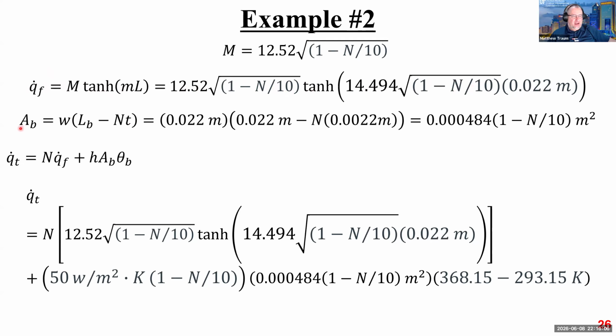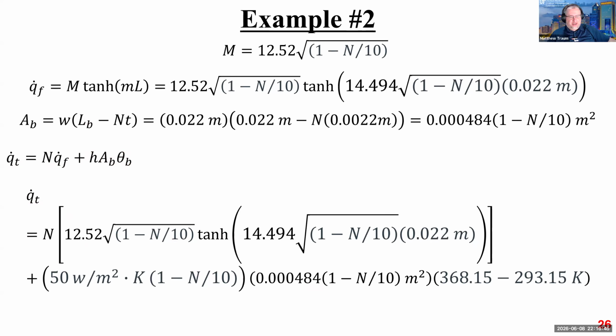And then here is my base area. So I'm just plugging in the numbers there. And again, I get a value which is a function of n, so that I can plug in n and come up with the base area, which of course will change as I increase the number of fins. And now I've got everything I need to plug into my equation: n times Q_f plus h times A_b times theta_b. And so now I just plug in what I know into this equation. So here it is. It took me three lines to write it in its full numerical form, but here it is. Notice that everything is a function of n.